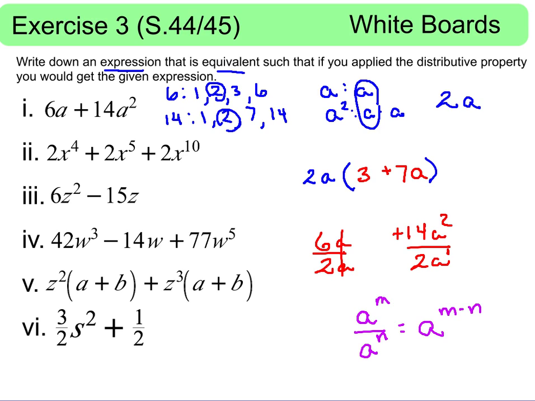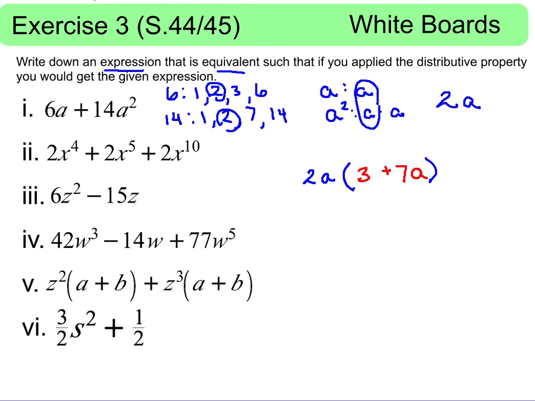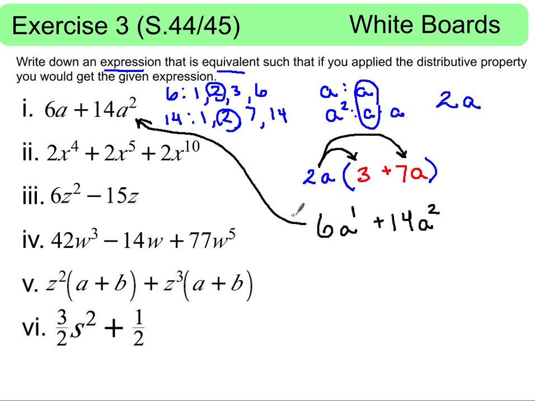If I wanted to check and verify that my work was actually correct, then I could take this piece here, follow out that distributive property. 2A times 3 is 6A to the first power. You don't need to write the 1. And then 2A times 7A is 14A squared. So what we note and we observe is that that is what we originally started with. Here is our answer asked by the directions.